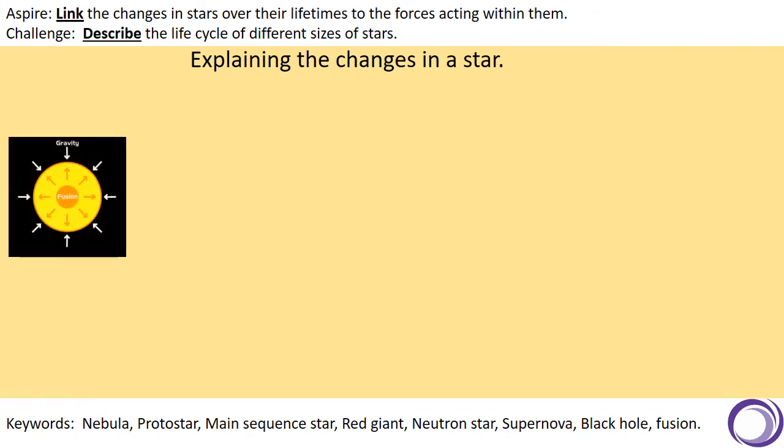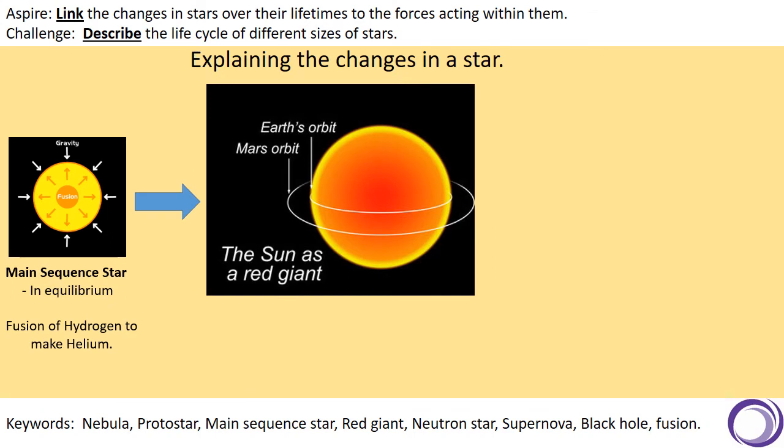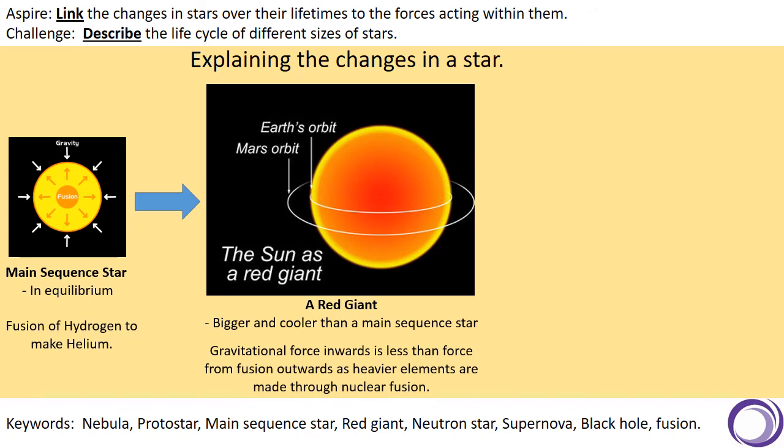Let's look at explaining these changes then and talking about the forces. So we've got our main sequence star, and we know that's in equilibrium. So we've got hydrogen being fused together to make helium, nuclear fusion. But when that's run out and we get that change from a main sequence star to a red giant, which is going to happen to the Sun, it becomes bigger and cooler. Now, the reason it gets bigger and cooler is because gravitational force inwards is less than the force from fusion outwards, so it's pushed bigger. And that's as the heavier elements are made through nuclear fusion, pushing it out, particularly the outer layers of it.